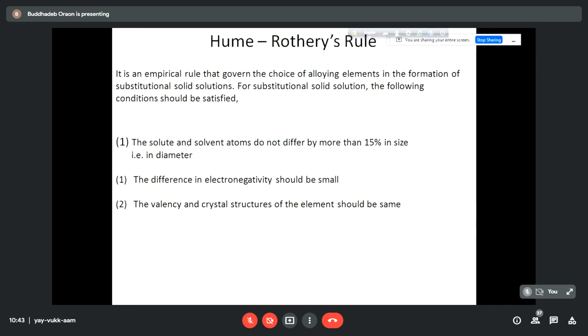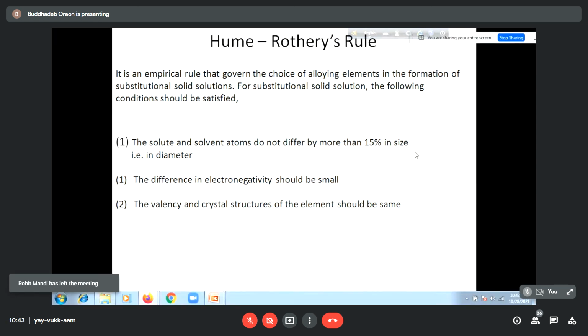Now there is an important rule called Hume-Rothery's rule. It is an empirical rule that governs the choice of alloying elements in the formation of substitutional solid solution. That means which components will form solid solutions is governed by this particular rule.